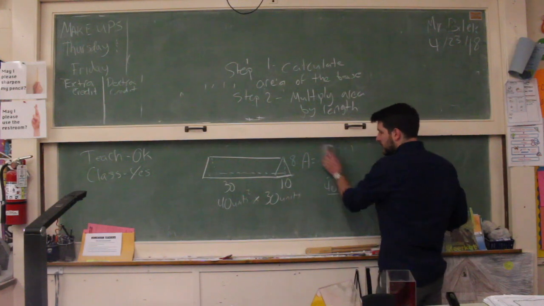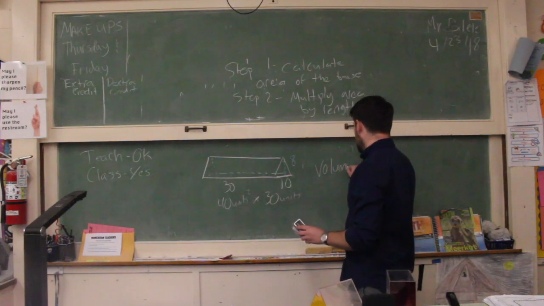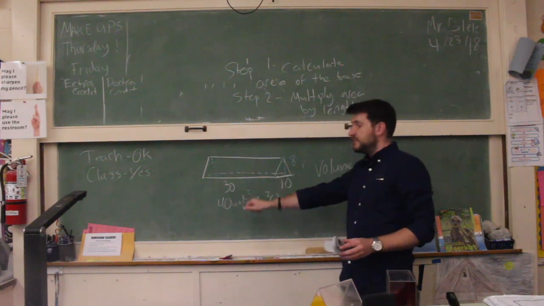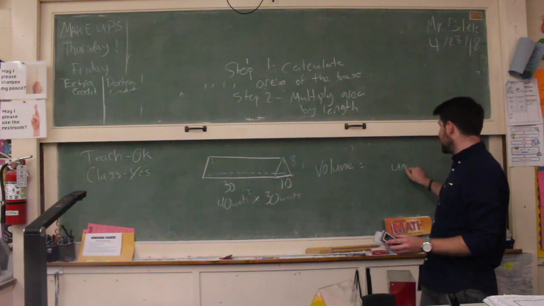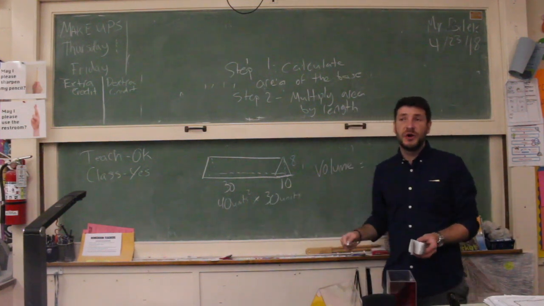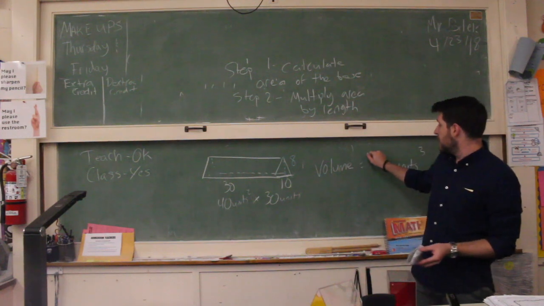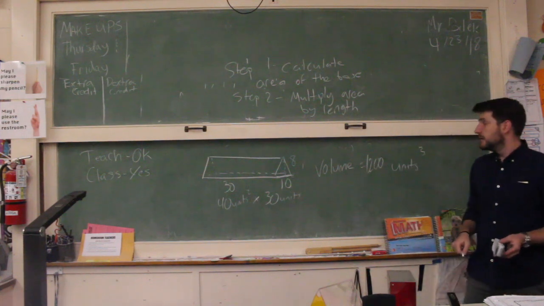When we do that, we're going to get a volume. Don't forget, we're multiplying units squared by another unit, so that means our final answer is going to be in units cubed. We're going to get 40 times 30. When you multiply those things together, you get 1,200 units cubed.